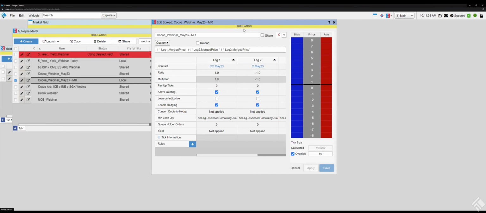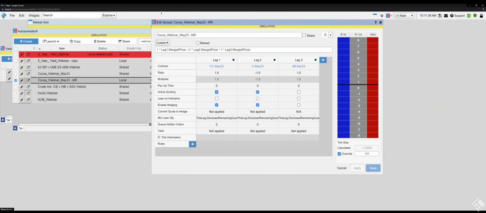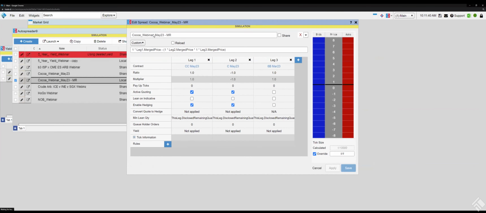And we'll walk through this one here. Okay, so in the same way that we had the last spread, first up, as we go through and build out this config, we would change it from price differential to custom, and then add our 3 legs. So CC May 23, C May 23, and then again, leg 3, 6B, which is the British pound future from the CME.